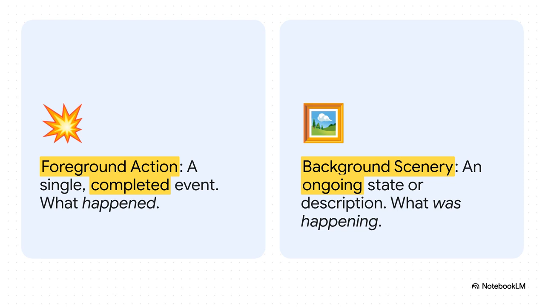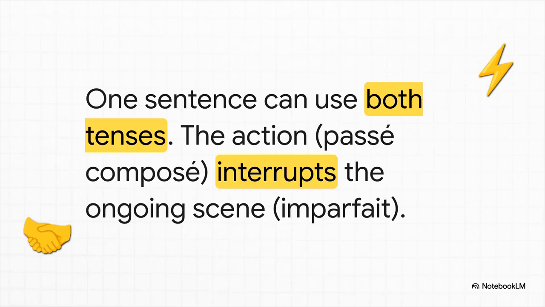It tells you what happened. The imparfait is your background scenery. It tells you what was happening. One's the actor, the other's the stage. And this is where the real storytelling magic happens. You use them together, often in the very same sentence, to show a specific action that interrupts an ongoing scene.